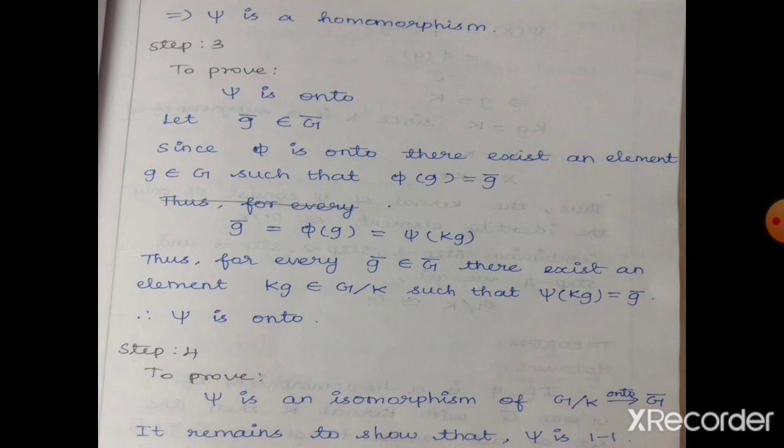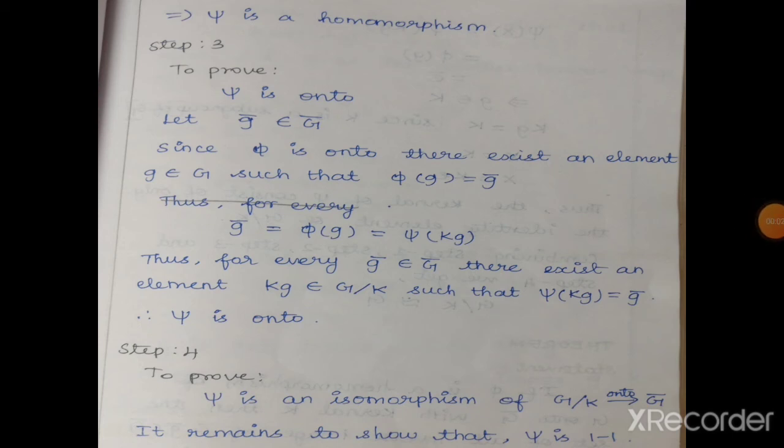Thus, for every g bar belonging to g bar, there exists an element kg belonging to g by k such that psi of kg is equal to g bar. Therefore, psi is onto. That is, every element of capital G bar has a pre-image in g by k. That is easily proved. Step 4 is we have to show that psi is an isomorphism of g by k onto g bar. It remains to show that psi is 1 to 1.